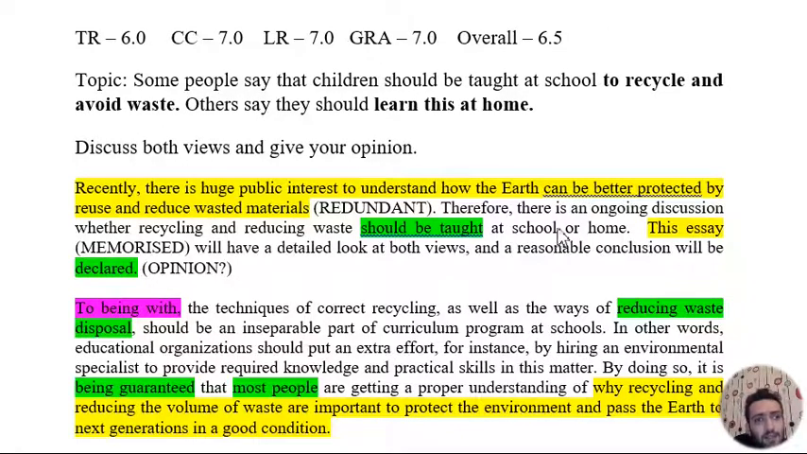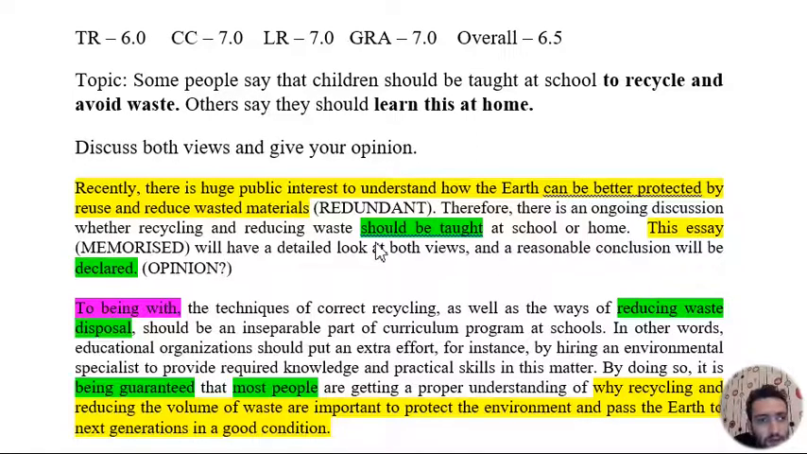And in the second sentence, we can see that the writer has decided to switch to the topic. However, paraphrase should be taught. There is poor vocabulary used in the introduction, almost copied the topic. There could have been better ways of writing this sentence. And in the last sentence, he uses "this essay will have a detailed look at both views."